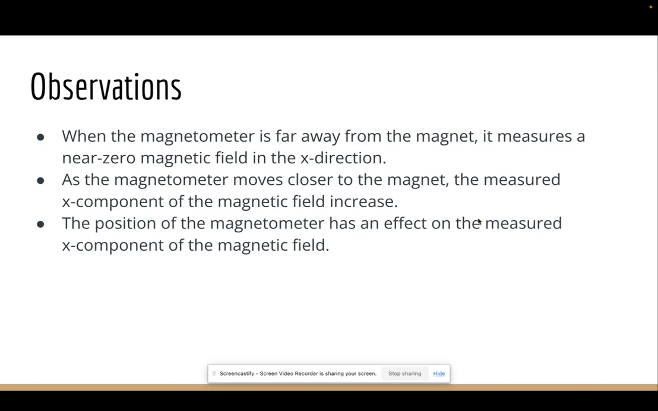And some observations. When the magnetometer is far away from the magnet, it measures a near zero magnetic field in the x direction. As the magnetometer moves closer to the magnet, the measured x component of the magnetic field increases. The position of the magnetometer has an effect on the measured x component of the magnetic field.